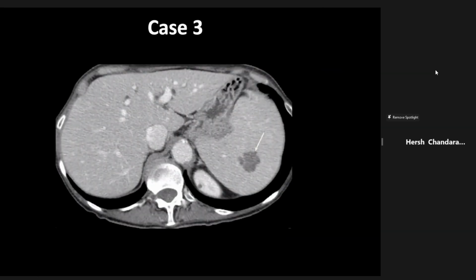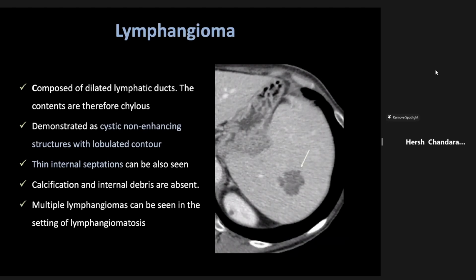The third lesion, which I would also still describe as cystic, is characteristic of a benign entity, which is lymphangioma. Whenever you see a lobulated cystic lesion like that with thin enhancing septation, you need to think about lymphangioma, and this is a benign entity. You don't need to do anything about it, and this appearance is characteristic. Again, it is thin, lobulated, cystic, non-enhancing, with occasionally thin internal septations. Those are all characteristics which point to the diagnosis of lymphangioma.